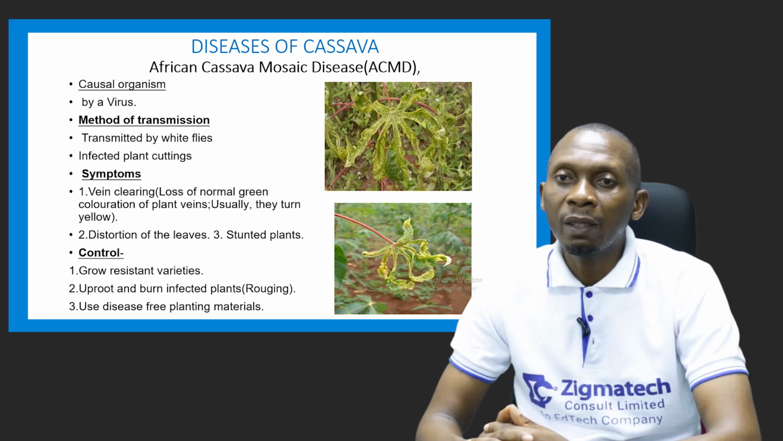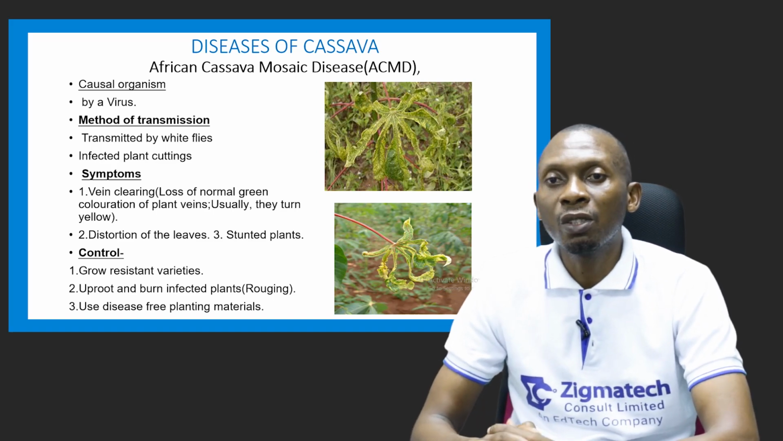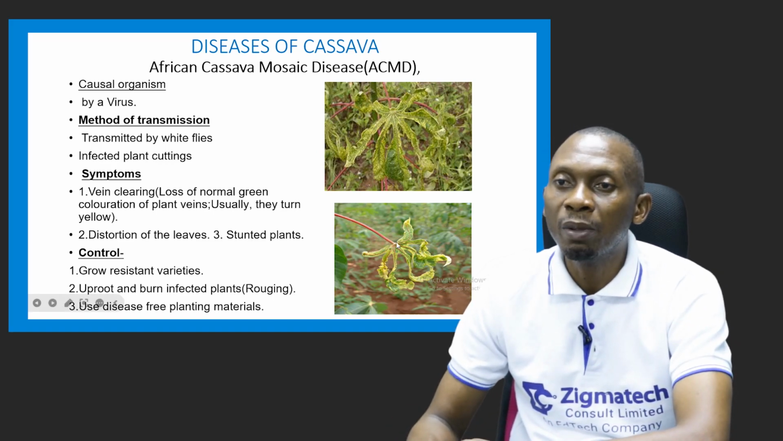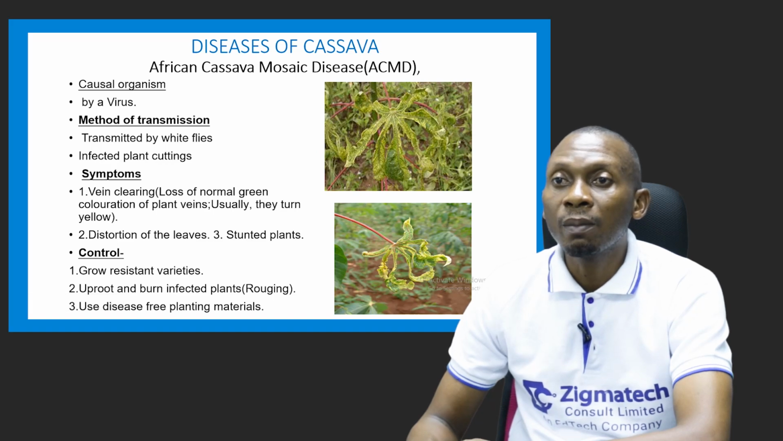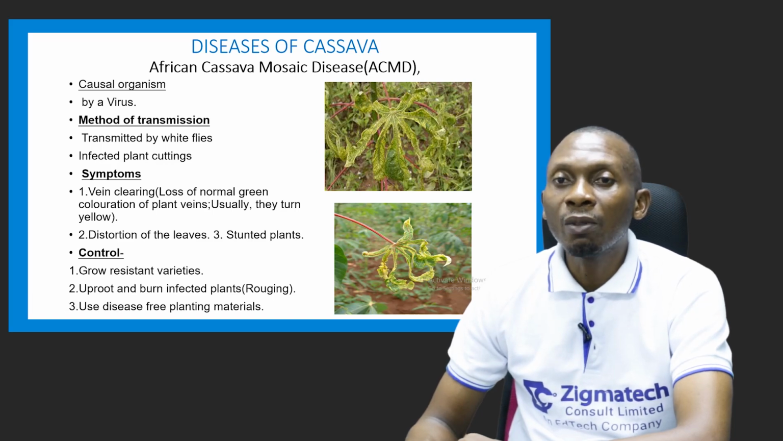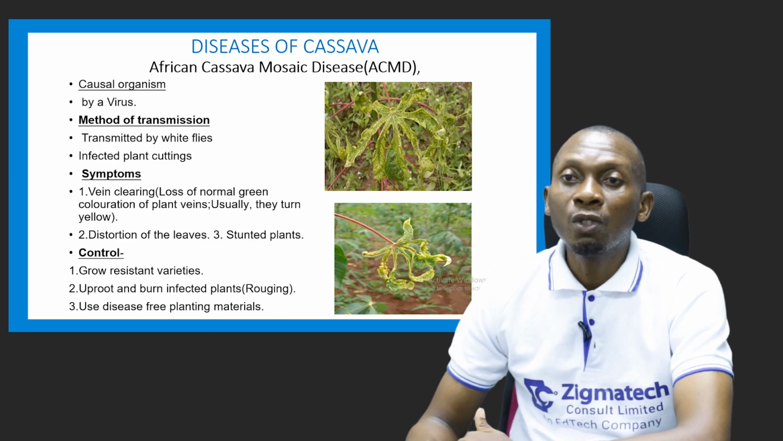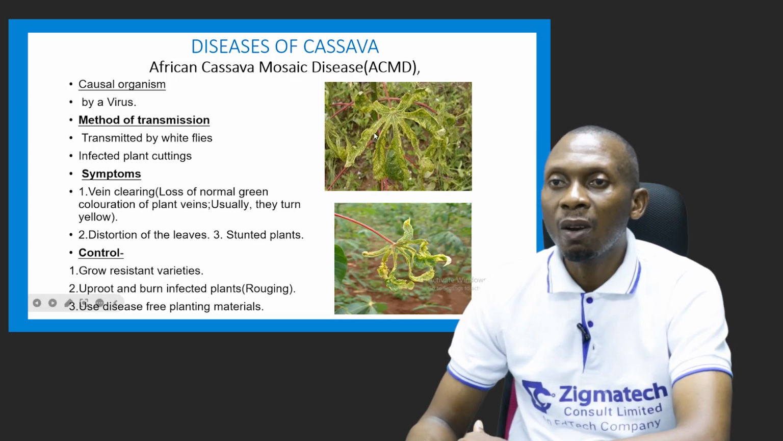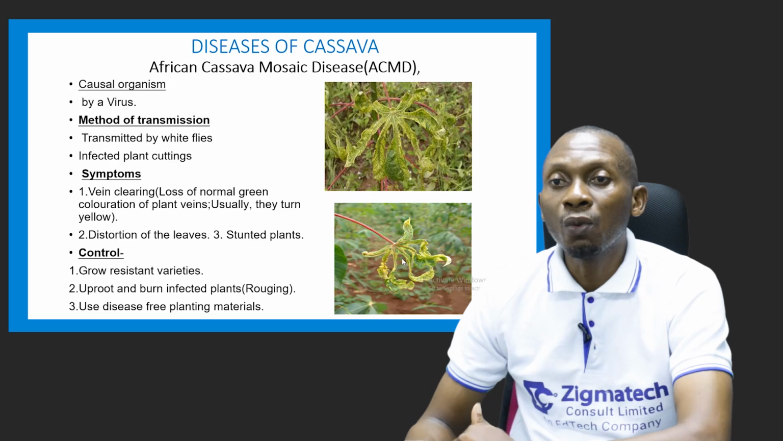But let's move on to the symptoms. We have vein clearing. What does this mean? Loss of normal green coloration of plant veins. Remember, when you look at the leaf of a plant, we have a midrib. We have simple leaves and compound leaves. You have the midrib, you have veins, you have veinlets. When there's a loss of the green coloration of the plant veins, and the plant is usually turning yellow, you can see that's a sign of vein clearing. There's also distortion of the leaves. You can look at these leaves, they don't look healthy, they don't look in order, they're distorted. There's also stunted growth of the plants.